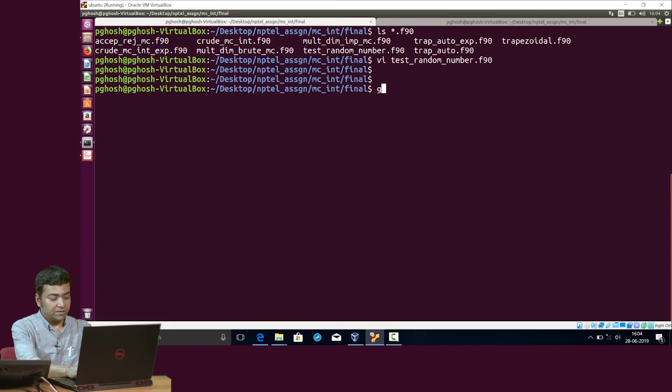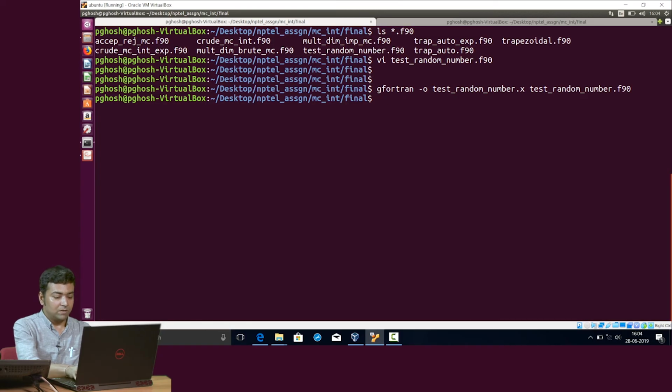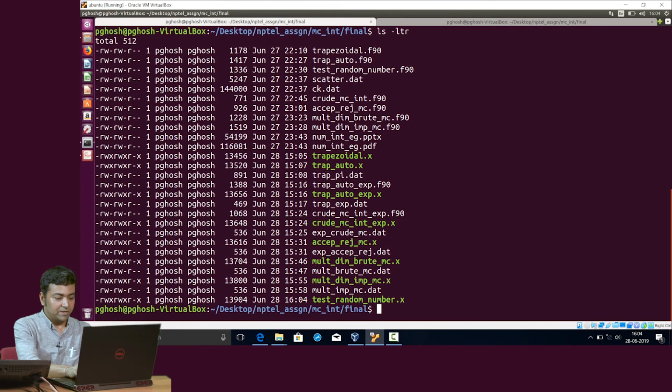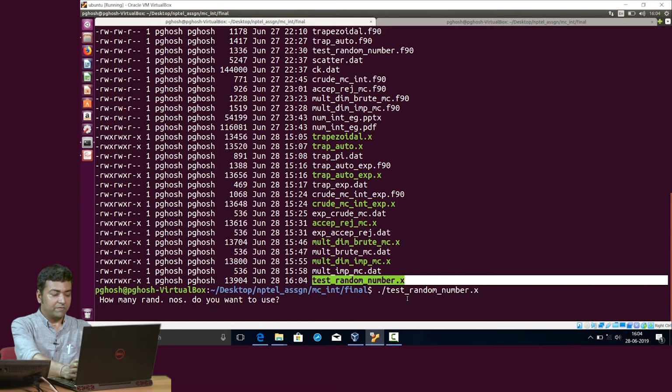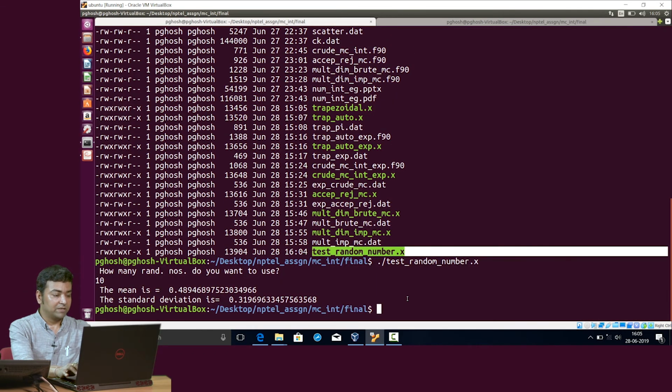So, let us compile this. It is done, and if you do ls minus ltr, we have this executable to run it. So, we run this. Let us start with a very small set of random numbers, say 10. We know that the average value of a uniform distribution is 0.5 and the standard deviation sigma is 0.2886. So, let us see what values we got.